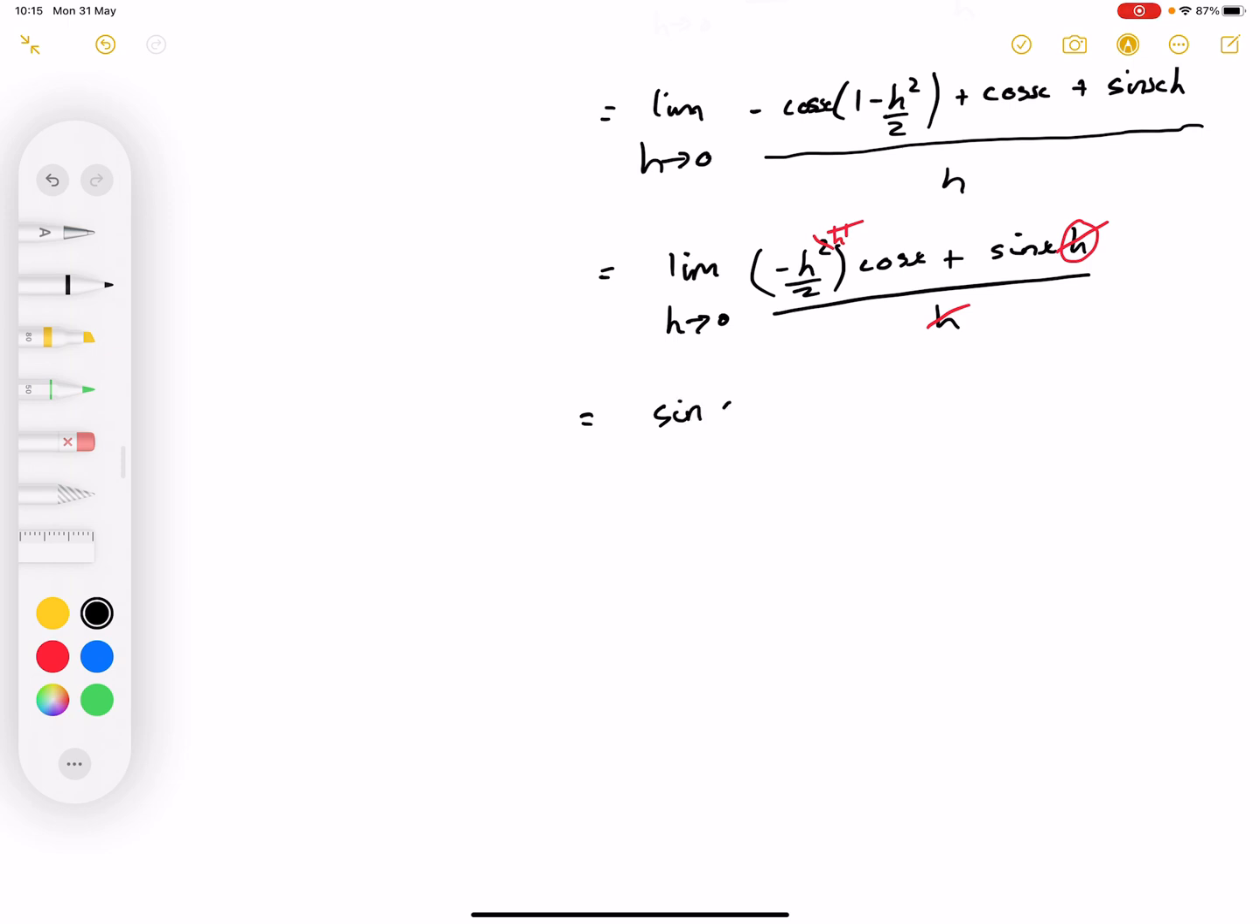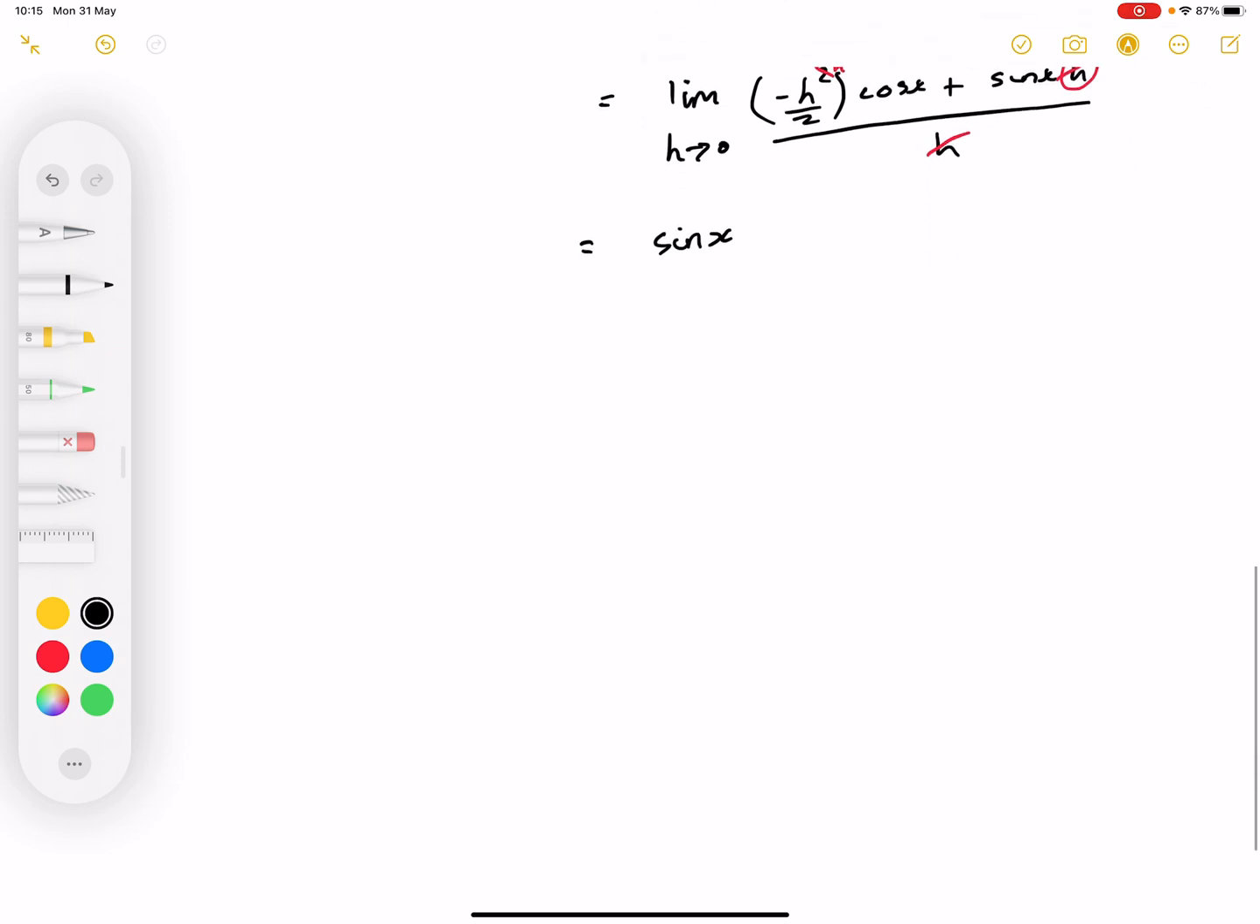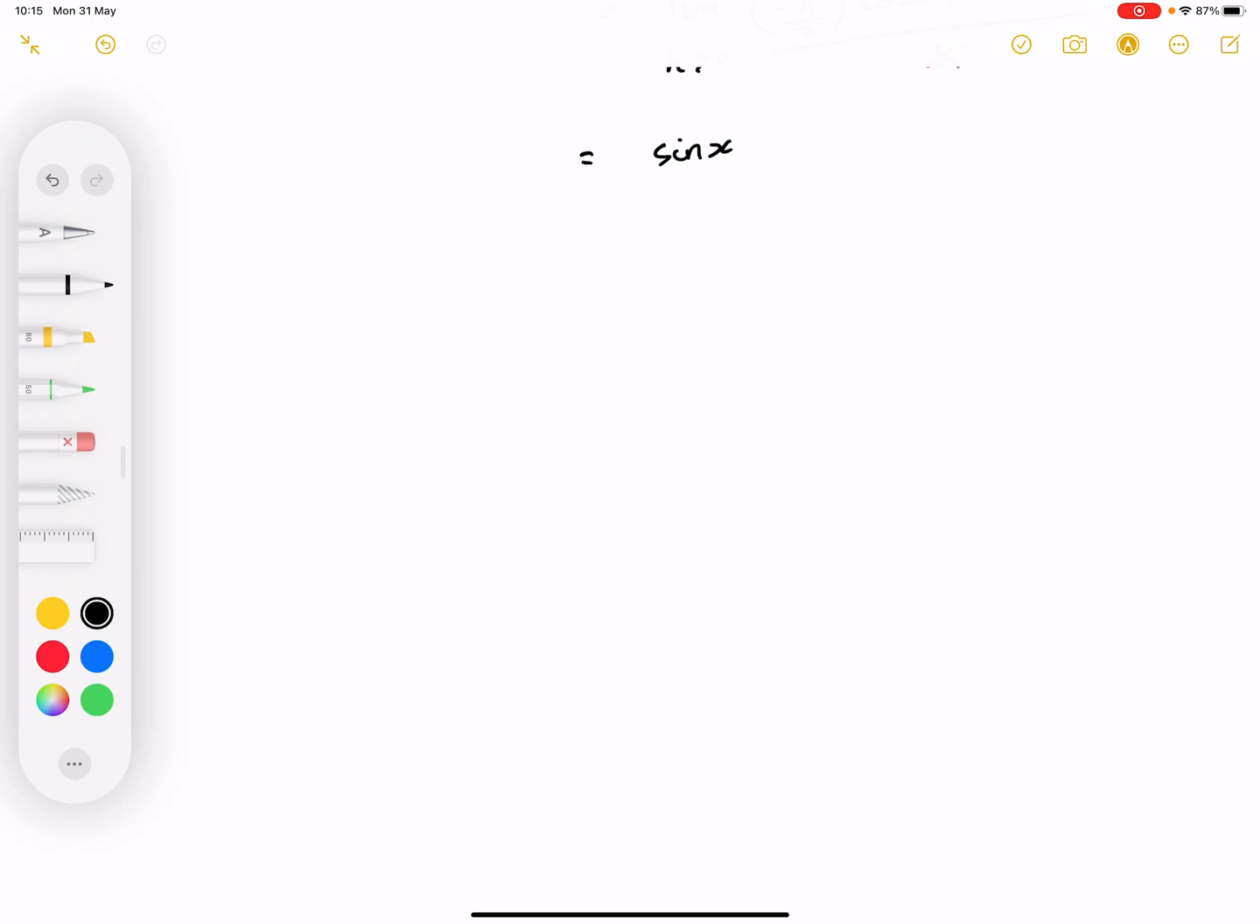sine x if I evaluate my limit, which is true. So I know that, to complete the loop, sine x differentiates to cos x, which differentiates to minus sine x, which differentiates to minus cos x, which differentiates all the way back to sine x, as we've just shown.